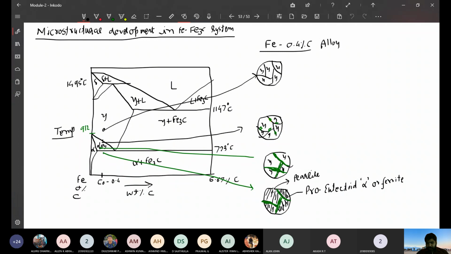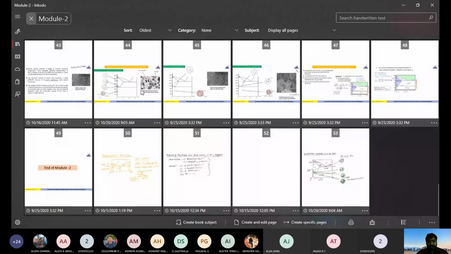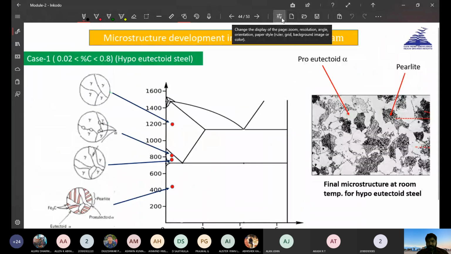Just keep this in mind: the final microstructure that we get for a hypoeutectoid steel is nothing but pro-eutectoid alpha and pearlite. Now I'm going to show you the actual microstructure that has been taken for the hypoeutectoid steel. So let me show you that. Just a minute. See this.